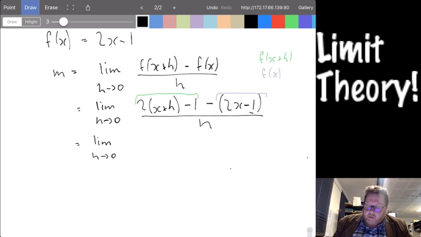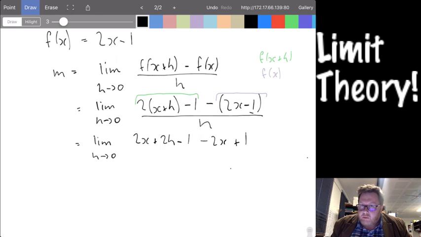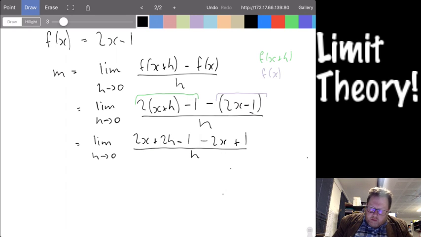Okay, so the limit as h approaches 0. I'm going to expand that. So what do we got? 2x plus 2h minus 1, and then I'm going to put the negative inside the bracket, so it's minus 2x plus 1, the minus minus 1 becomes a plus 1, all over h, there we go. Alright, simplify the top and that gets us closer to the solution.